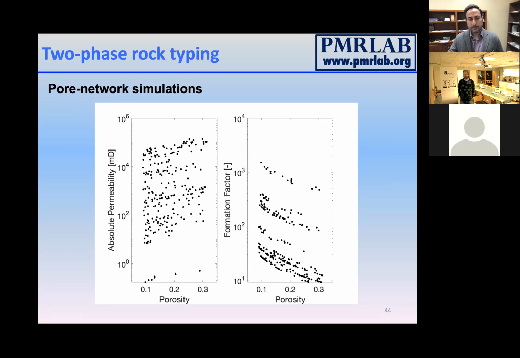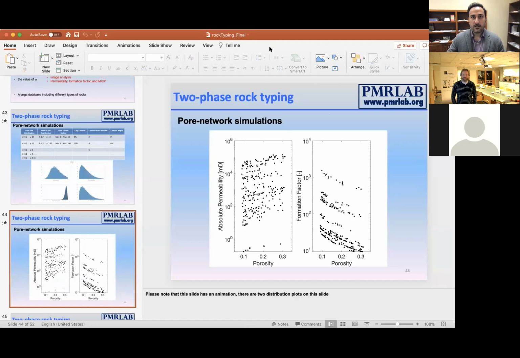All right, thank you. That's all from me. Thank you, Mehdi. And we have one question on the chat now. Hi, Behzad, great talk. Our question: why has wetting phase relative permeability been used for two-phase rock typing?